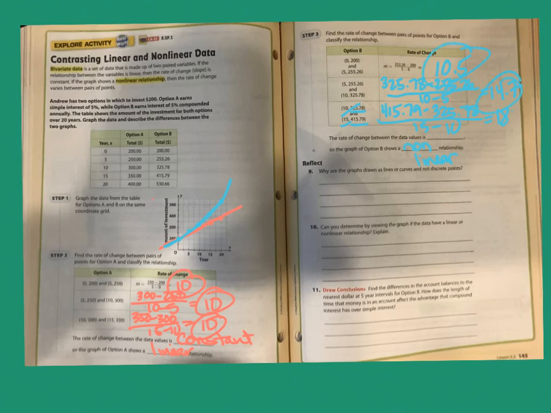Notice these are not the same rate of change like it was over here, so they are not constant, and that would mean they are nonlinear. So really all this is trying to get you to see is if your rate of change is constant, you're going to get a straight line. If the rate of change is not constant, then you're not going to get a straight line. You're going to get something else. So that's what this whole section is trying to help your brain make a connection to.